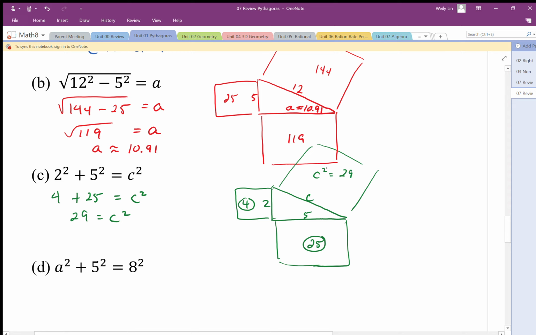Then there's my area. If I want to find out C, I need to square root 29. And when I square root 29, it's approximately equal to 5.39. So that's about 5.39. It's a little bit longer than the 5 side.